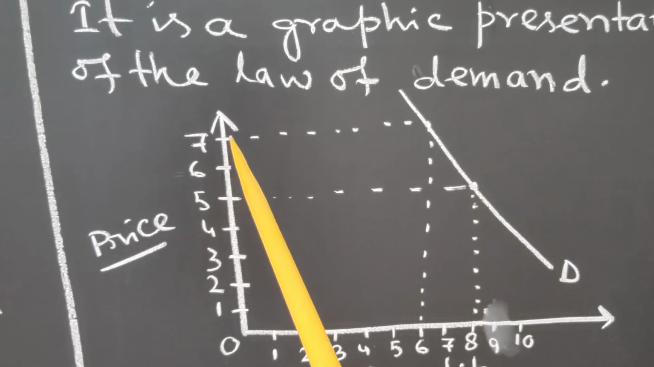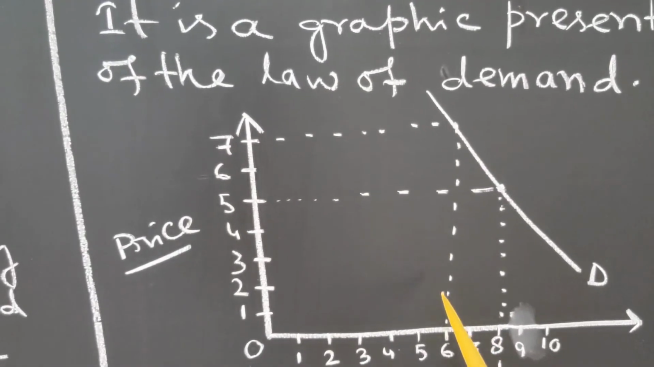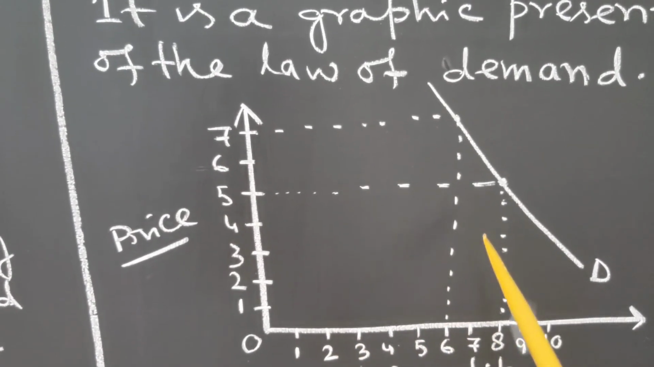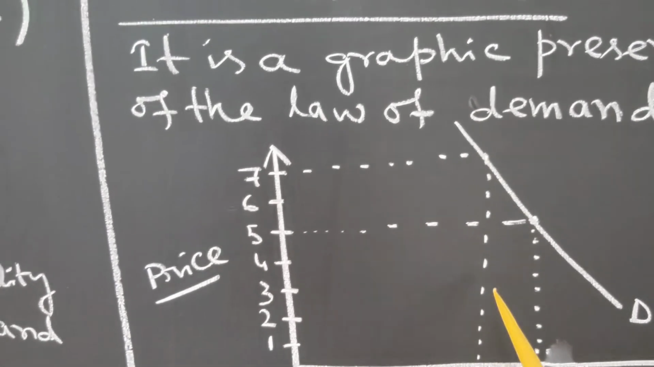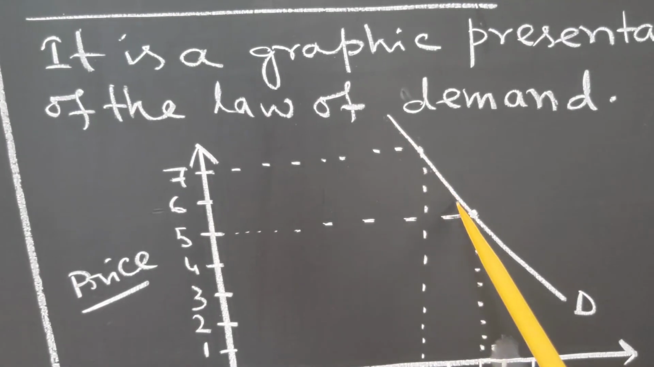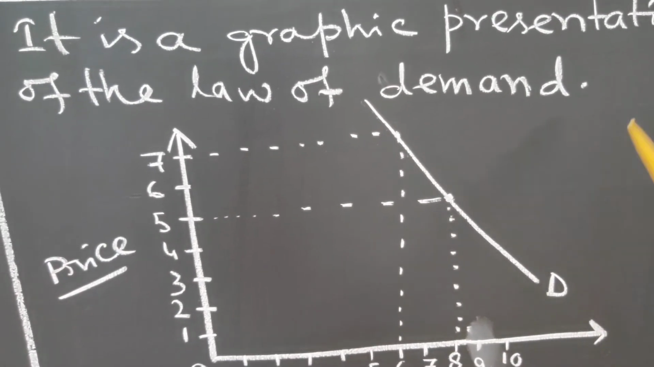At price 7, demand is 6 units. Check once, 6 units. And at price 5, demand is 8 units. Sorry, 8 units. Now check once. Join these two points and you will get a downward sloping demand curve. That is indicated by D.